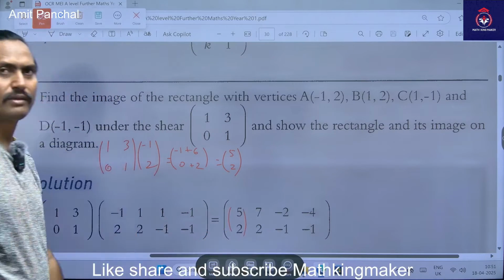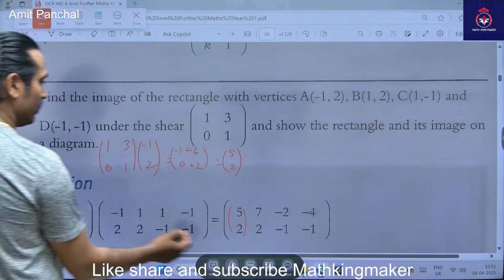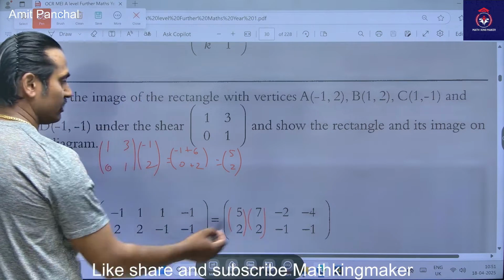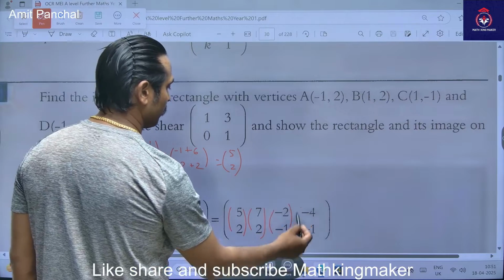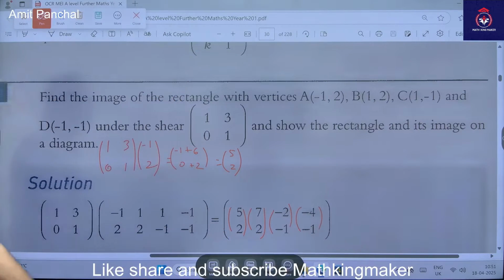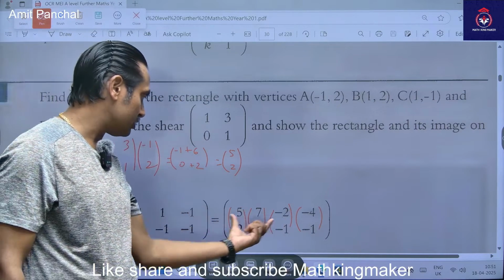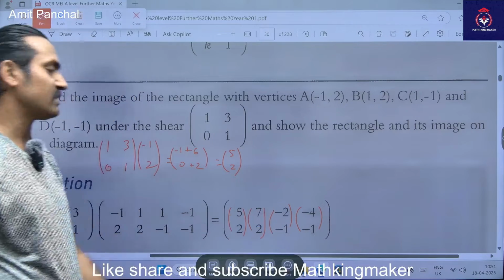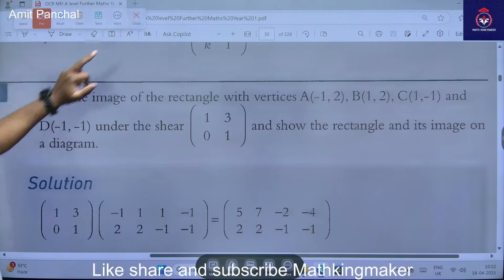And the image of 1 2 will be 7 2. Image of 1 -1 is this one. Image of this one will be this one. Now you can denote these images on axis.